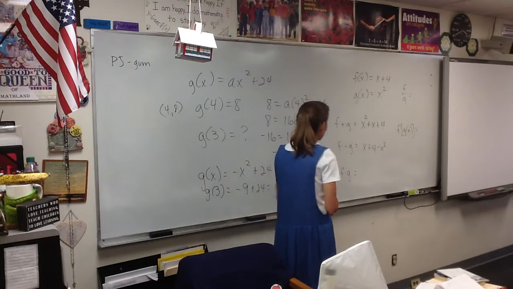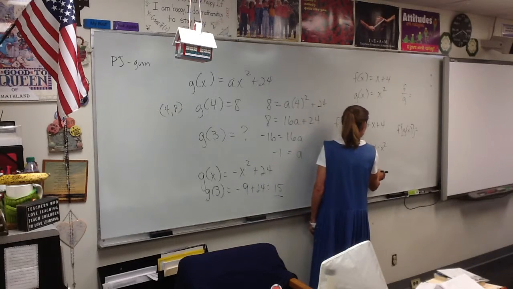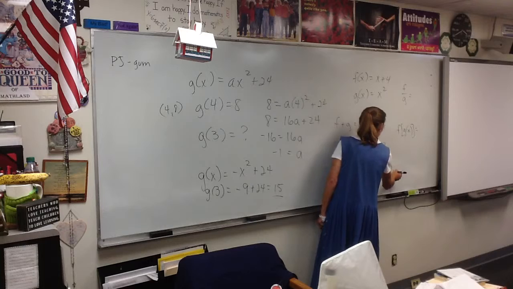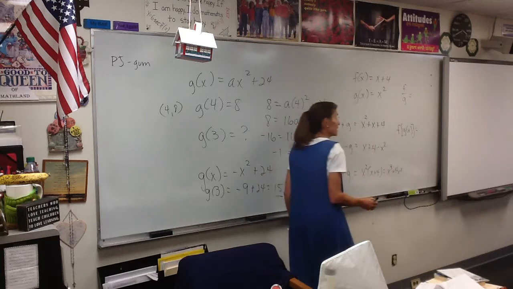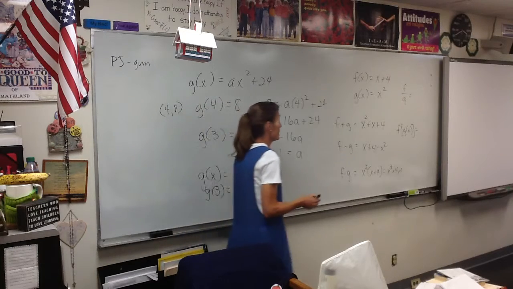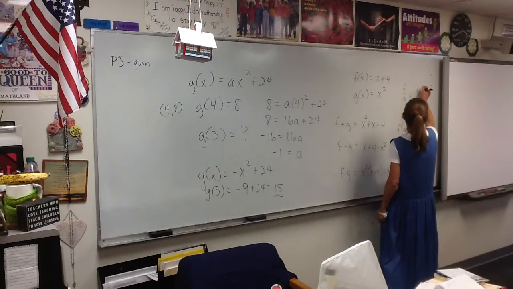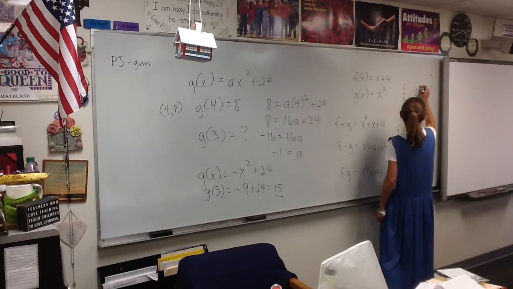Okay, f times g, that would just be x squared times x plus 4, or x cubed plus 4x squared. There, it doesn't get harder than this. Is everybody okay? This is easy. F divided by g, x plus 4 over x squared.